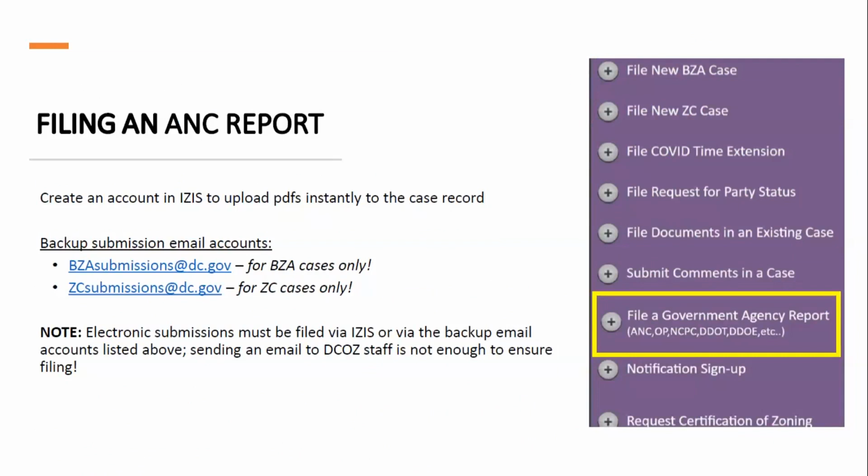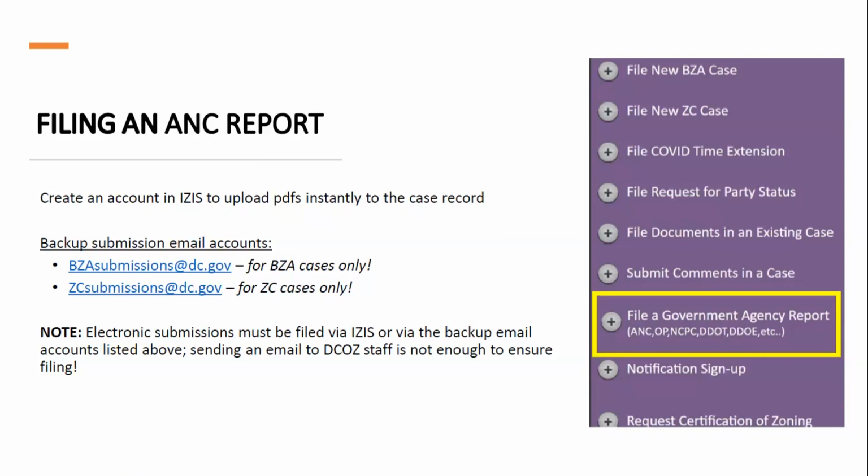If you do have technical issues with ISIS and uploading a document for whatever reason, you can also email ANC reports to be uploaded into the record, and we've included the specific email addresses below that you would email. You'd want to make sure you're sending it to the right email so we know if a submission is for a BZA case or a Zoning Commission case. So that'd be BZA submissions at dc.gov or ZC submissions at dc.gov.